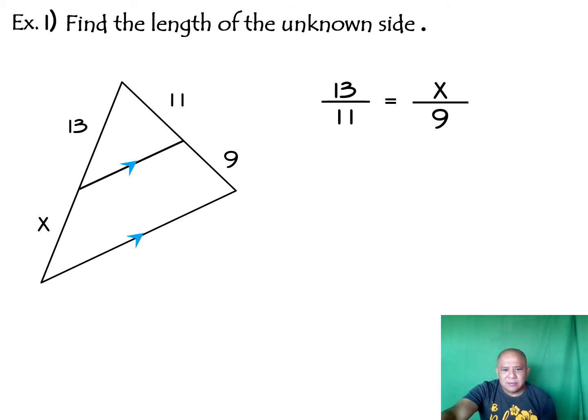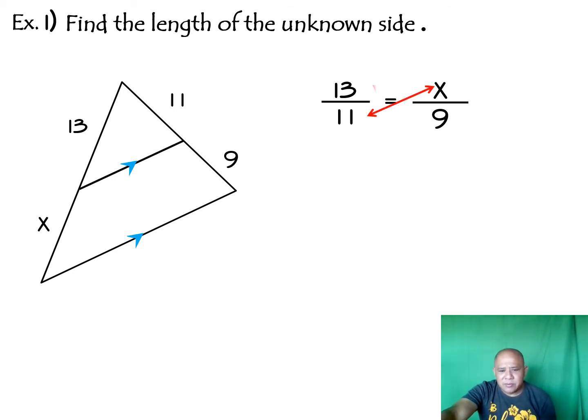I could have gone 13 is to x, but then I have to go 11 is to 9. So remember, always keep it the same way. If you go from left to right, make it equal to left to right. If you go from up to down, make it up to down. Whatever you do must be consistent.